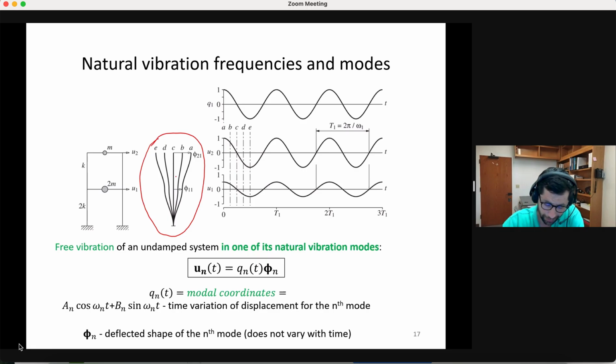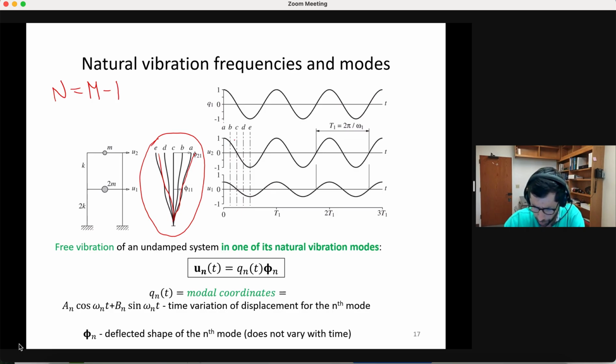Why is it mode 1? Well, because in this case, this is a shear type building and I don't have nodes. Because I don't have nodes, then this must be mode 1, remembering that the number of nodes is equal to the mode number minus 1. Mode 1 is very easy to remember in the case of a shear type building, because the displacement is always positive or always negative. I don't have nodes, okay?